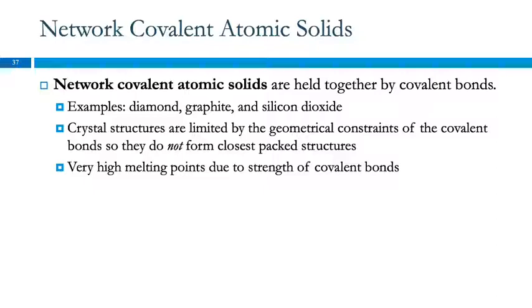Here, the crystal structure is limited by the constraints of the covalent bonds. So we learned a lot about those, right? You can get sp3 hybridization, you get a tetrahedral structure, or you'd have a linear, whatever the hybridization is of the orbitals, that's going to limit the bond angles that are possible. And so here we do not see crystal structures form based on high efficiency. They're limited by the geometry of the bonds.